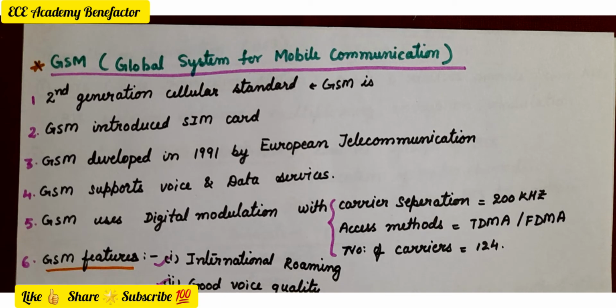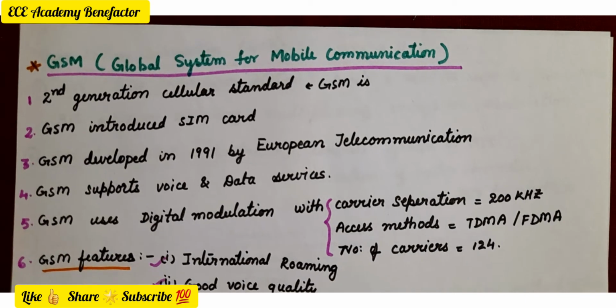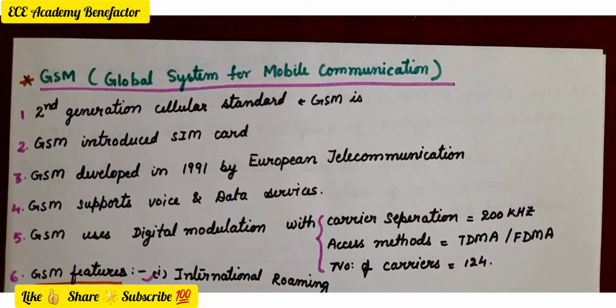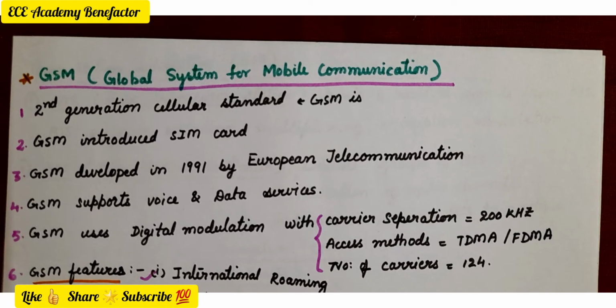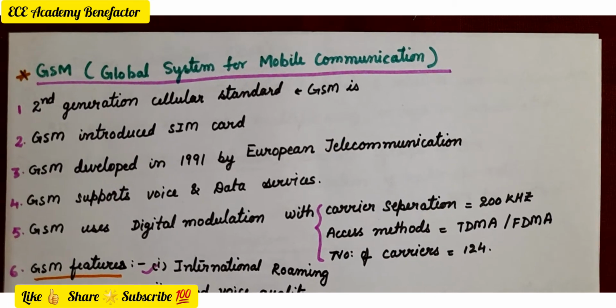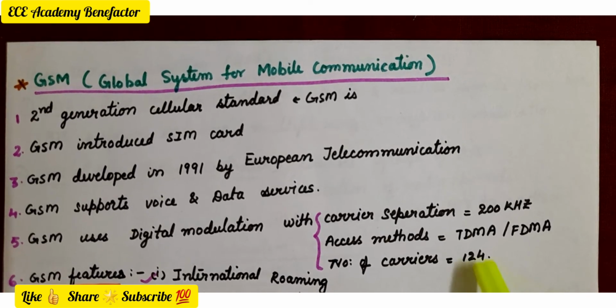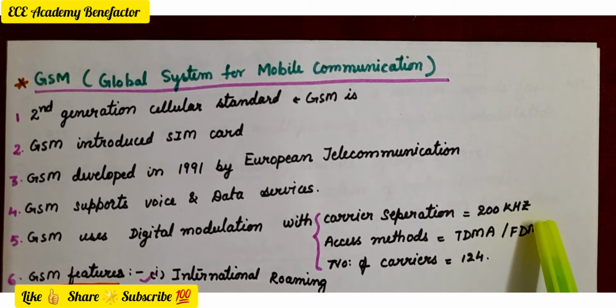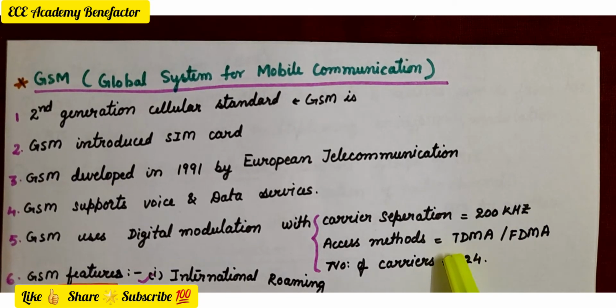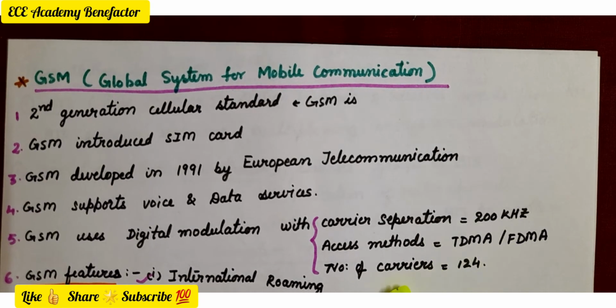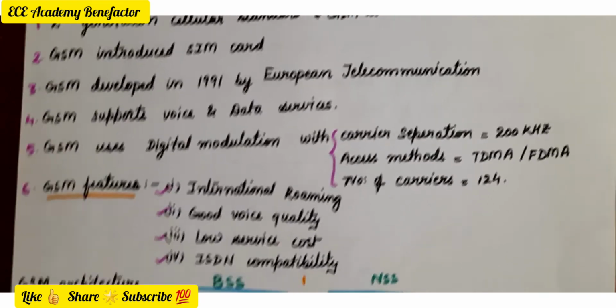GSM is a second generation cellular standard. GSM introduced the SIM card. GSM was developed in 1991 by European Telecommunication. GSM supports voice and data services. GSM uses digital modulation with a carrier separation of 200 kHz. The access method of GSM is TDMA or FDMA. The number of carriers is 124.